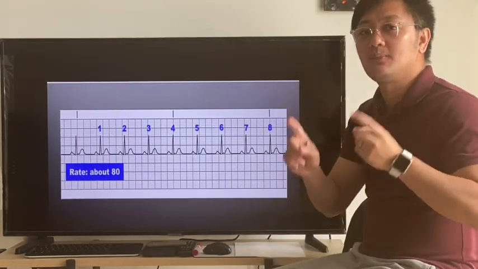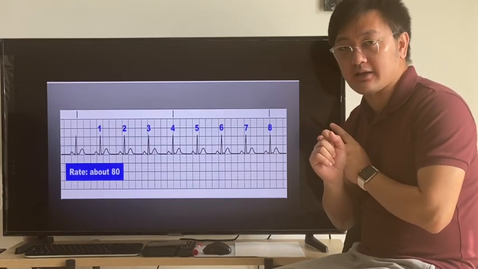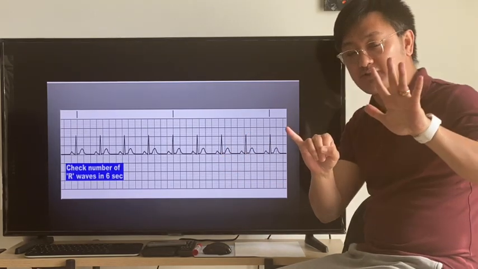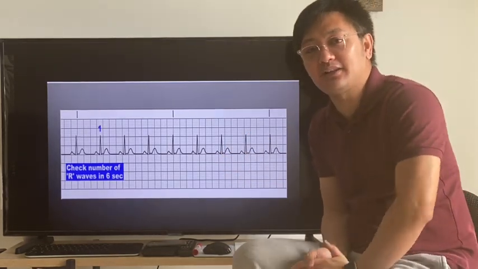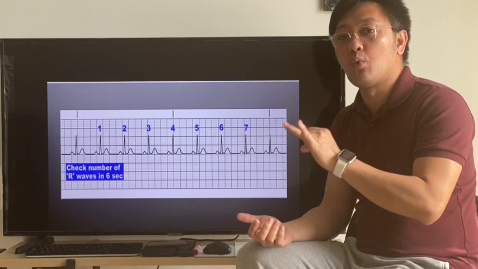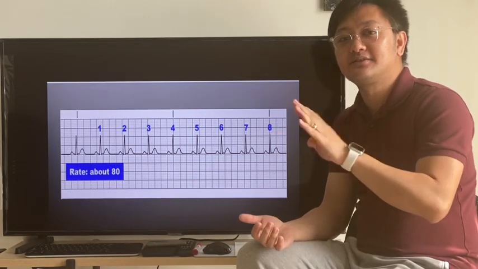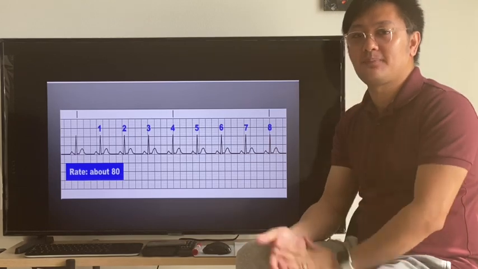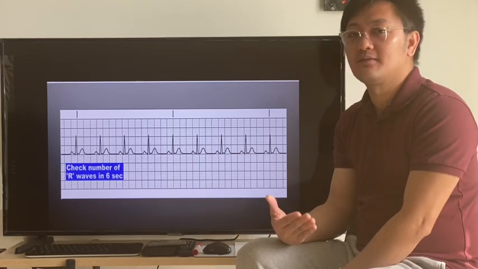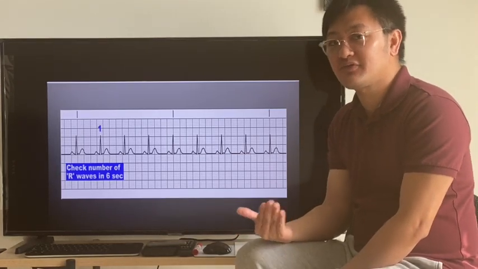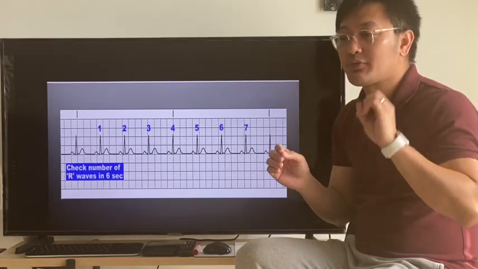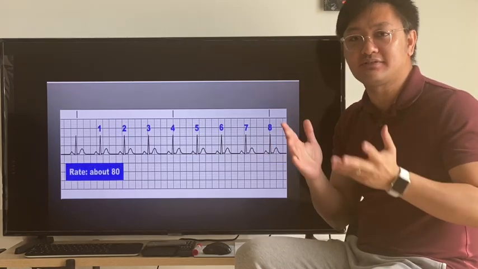That's the first way. The second way to identify the heart rate, just in case you don't have a 6-second strip in front of you, is to memorize 6 numbers. So what are the 6 numbers you need to memorize to identify the heart rate of your patient? The 6 numbers are the following: 300, 150, 100, 75, 60, 50. Again, 300, 150, 100, 75, 60, 50. Memorize the 6 numbers.